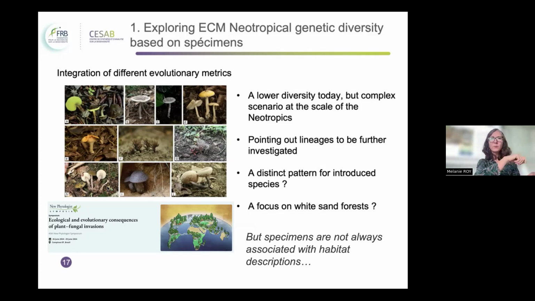What we suggested also is that there is a recent diversification ongoing, especially for Pisolithus, for example, for some clades that include some invasive species. We discussed this last year at the Symposium of the New Phytologist in Campinas, also in Brazil. So there is an ongoing diversification today and a presence of ectomycorrhizal fungi in the Neotropics, while initially we did not have this picture for this symbiosis in the Amazon, for example.